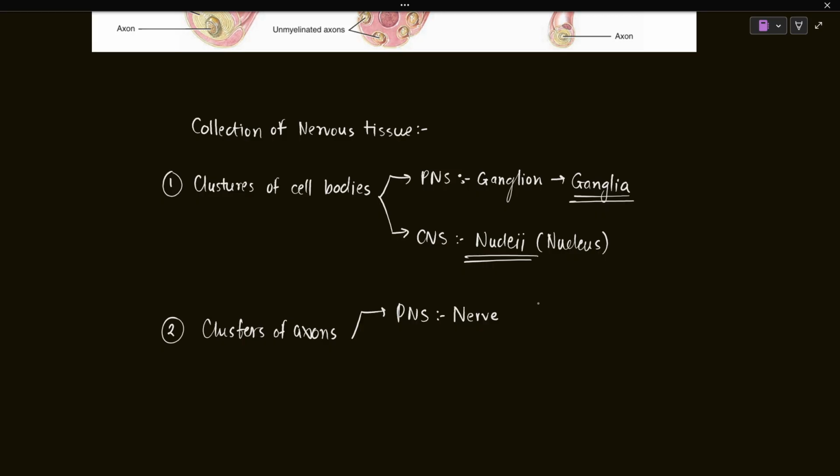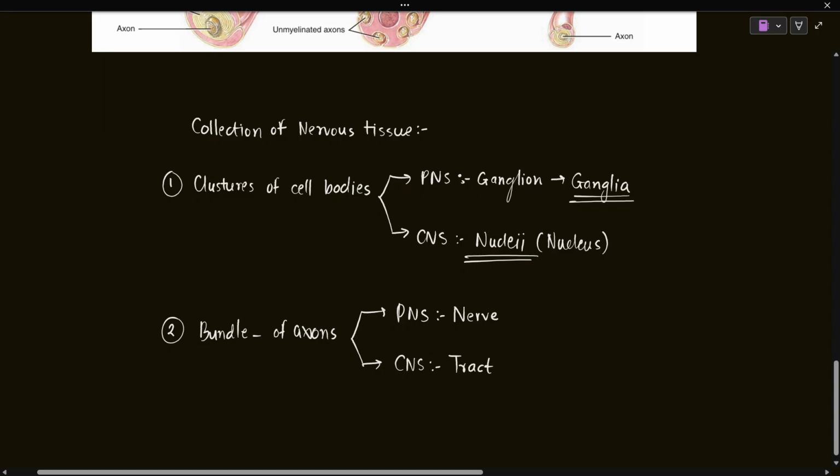So, a bundle of axons. Let's not call it a cluster; let's call it a bundle. A bundle of axons found in the peripheral nervous system is known as a nerve, while a bundle of axons found in the central nervous system is called a tract. Whenever I say tract, I'll be referring to the bundle of axons found in the central nervous system. Those tracts are interconnecting axons, the interconnecting neurons in the spinal cord and brain. In the spinal cord and brain, you need some connection, right? That axonal connection is known as a tract.